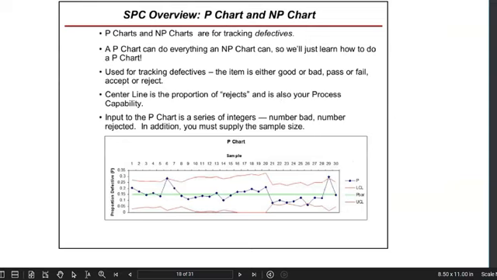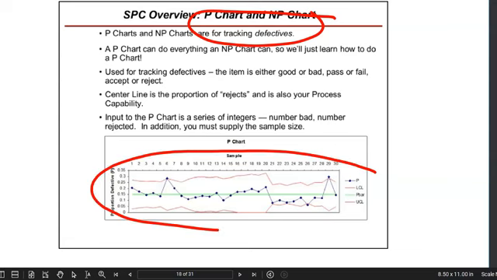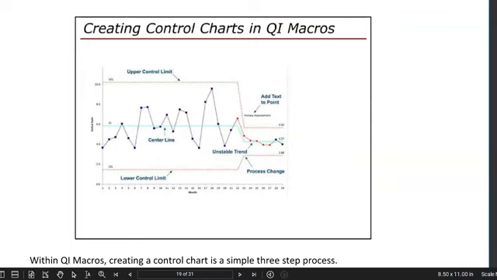P and NP charts are not for tracking defects, but instead for tracking defectives. And again, it looks just like all of the other control charts. It's for discrete data. And because it's discrete data, we won't have one flat upper and lower control limit. Those values will change.